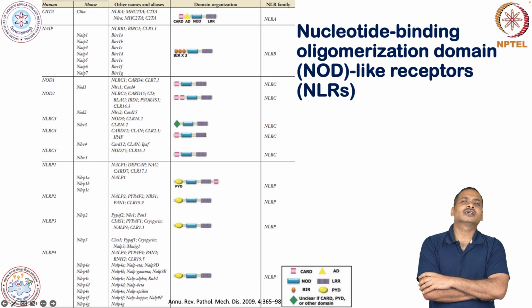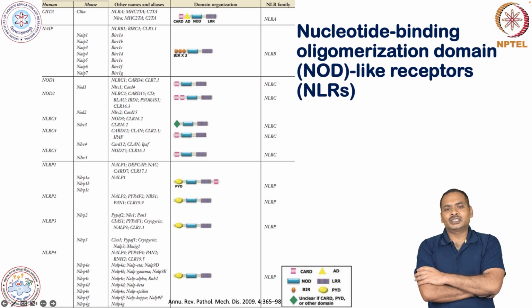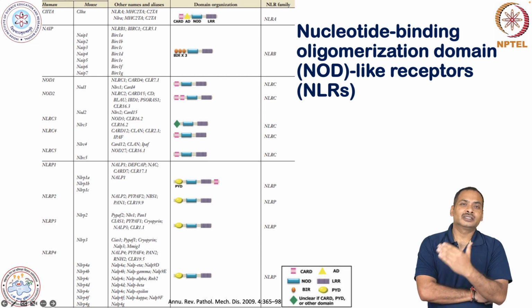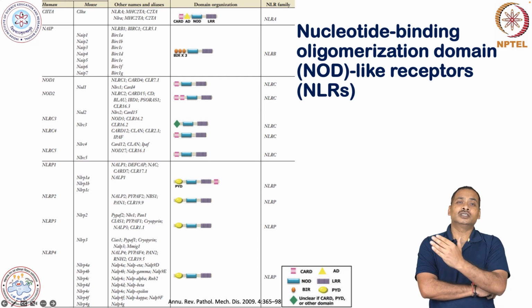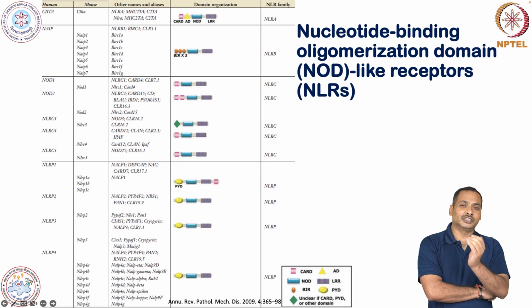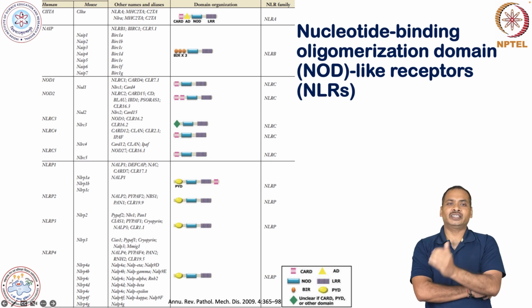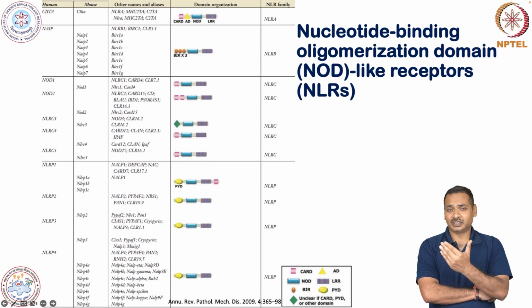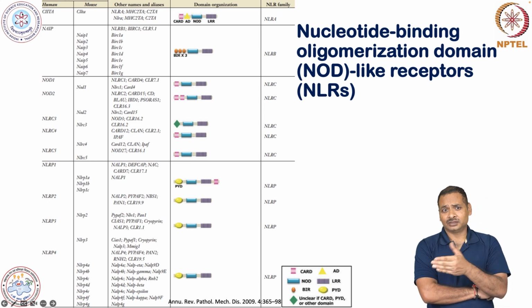CIITA. It's the class 2 transactivator protein, and this class 2 activator protein has a CARD domain. You remember the CARD, caspase recruitment domain or caspase recruitment and activation domain. I have discussed it in the previous session on RLRs.